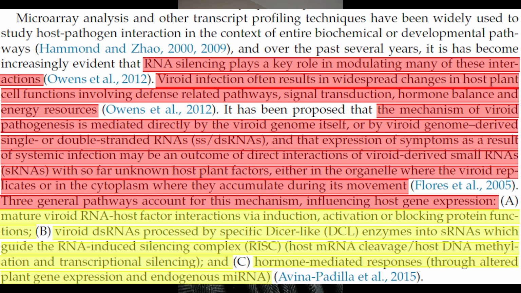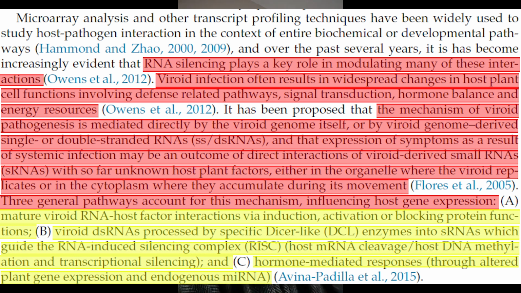The mechanism of viroid pathogenesis is mediated directly by the viroid genome itself, or by viroid genome-derived single or double-stranded RNAs, and the expression of symptoms as a result of systemic infection may be an outcome of direct interactions of viroid-derived small RNAs with so far unknown host plant factors, either in the organelle where the viroid replicates, or in the cytoplasm where they accumulate during its movement, and then of course out into the phloem and into other cells.